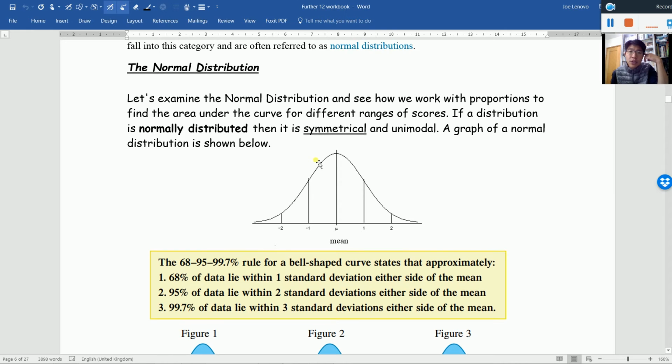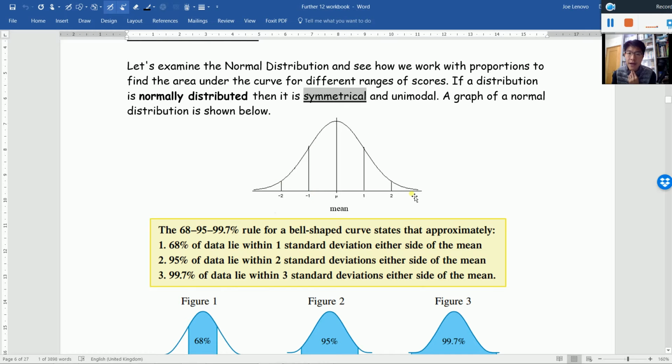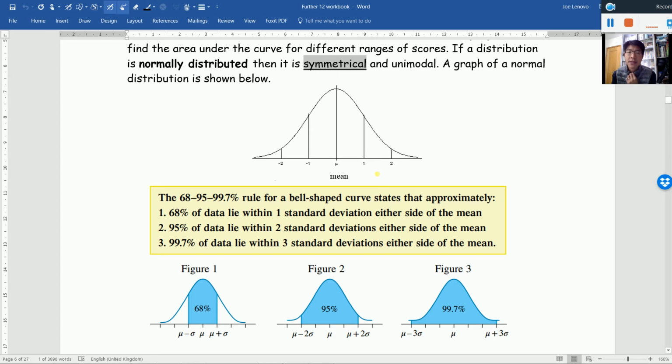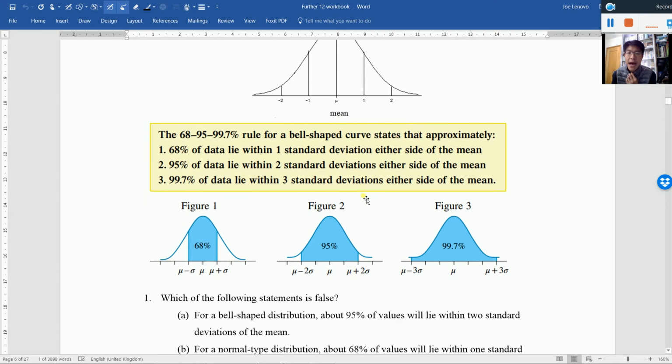So the normal distribution, still remember, is a symmetrical one. It's a mirror image, left hand side, right hand side. And we draw the graph according to the standard deviations. So you can have 3 parts.